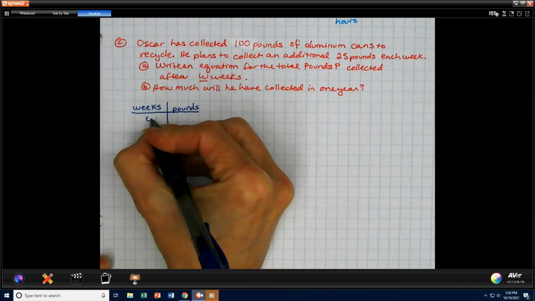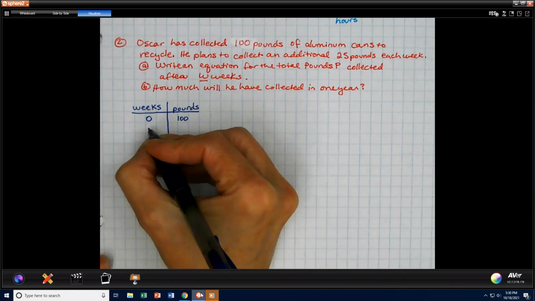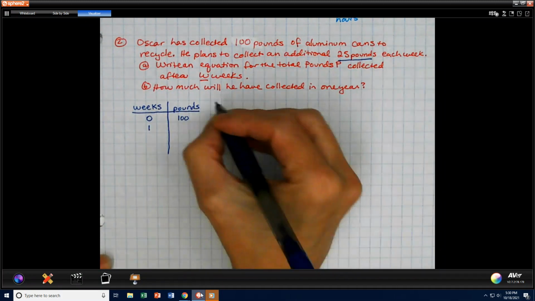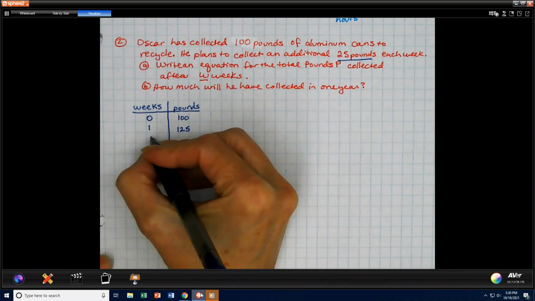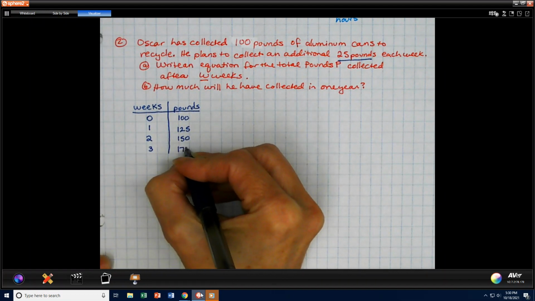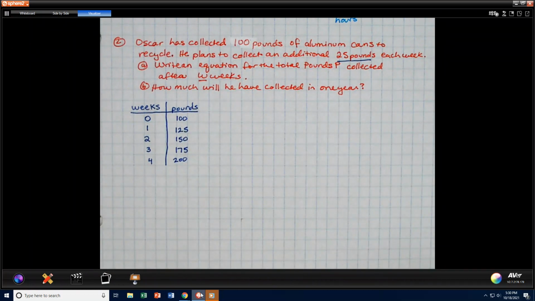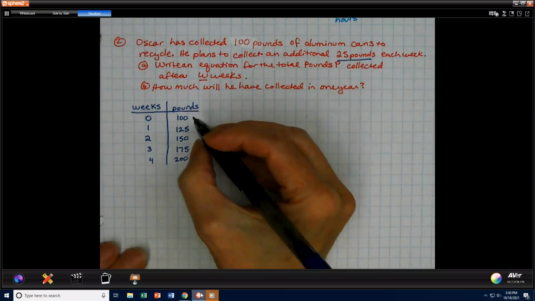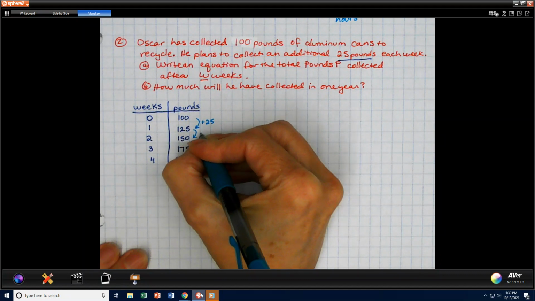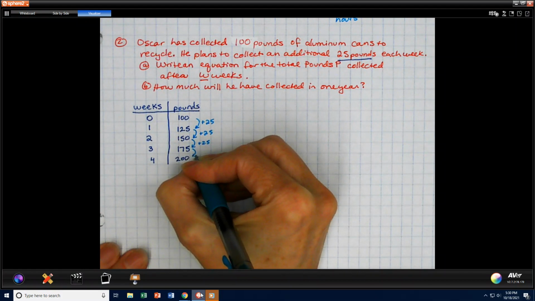Now, when he starts and there's no weeks that have passed, apparently he's already collected 100 pounds. After a week, he'll have collected an additional 25 pounds, so he'll be up to 125 pounds. And after week 2, he'll be up to 150 pounds. And after week 3, he'll be up to 175 pounds. And after week 4, he'll be up to 200 pounds. Now, we could continue with this chart. Hopefully you all know how to count by 25s. You know your multiples of 25 if you've worked with coins and you know a quarter is worth 25 cents.